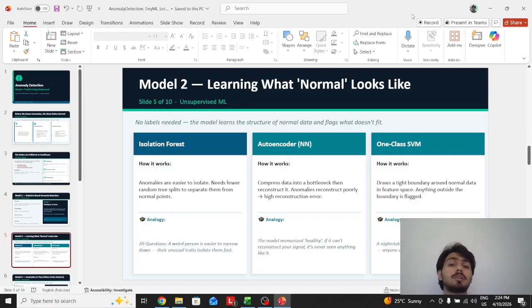Learning what normal looks like. For unsupervised ML, meaning there are no labels needed, the model learns the structure of normal data and then flags what isn't right. Okay, it learns what normal is and then it says, okay, this isn't normal.